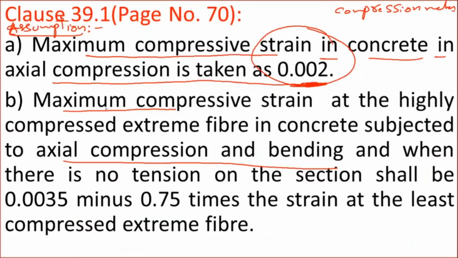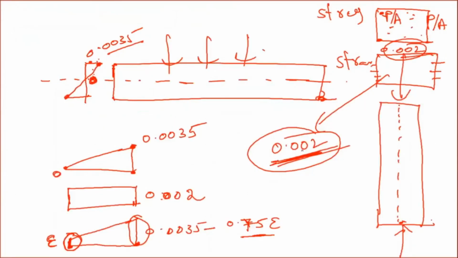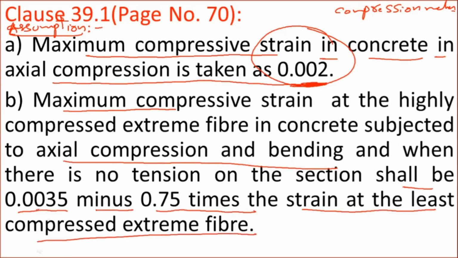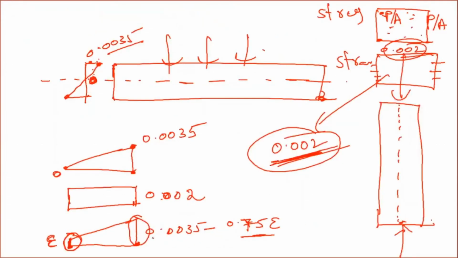See the clause again: maximum compressive strain at the highly compressed extreme fiber. So this is the highly compressed extreme fiber, and at this point the maximum strain shall be 0.0035 minus 0.75 times the strain at the least compressed extreme fiber. So that is what you have taken here.